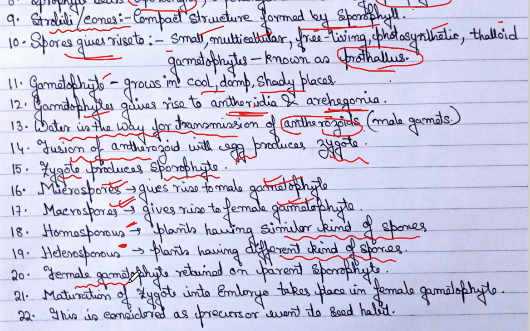Here, very interestingly, the female gametophyte is retained on the parent sporophyte, till the zygote matures into an embryo. This takes place in the female gametophyte, which remains attached to the parent sporophyte. So this is often considered a precursor of the seed habit in higher plants. Thus, we can see that pteridophytes are a connection between primitive plants and the higher plants.